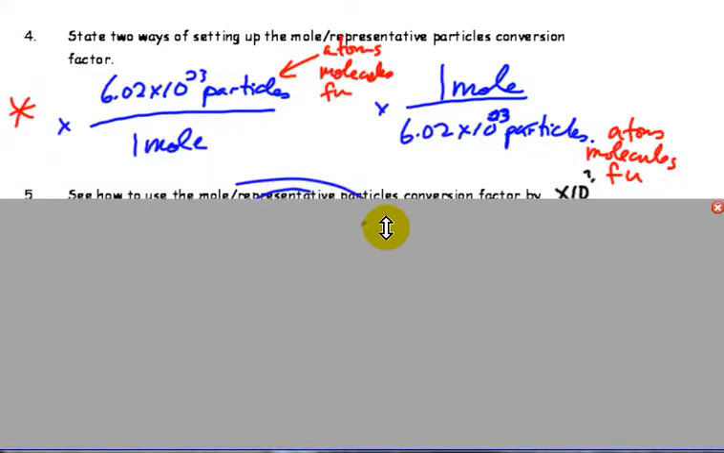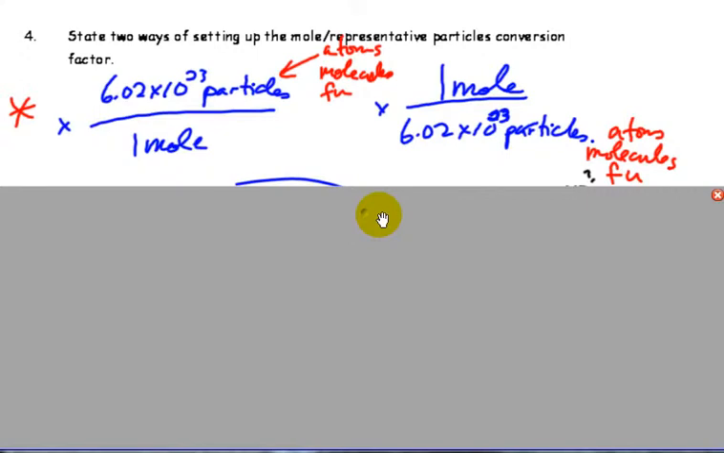Okay, and so similarly with the dozens unit, we have Avogadro's number and the mole. So 6.02 times 10 to the 23rd things, though those particles are atoms, molecules, or formula units to represent those numbers. Or I could say 1 mole over 6.02 times 10 to the 23rd particles. And by particles, again, I mean atoms, molecules, or formula units.